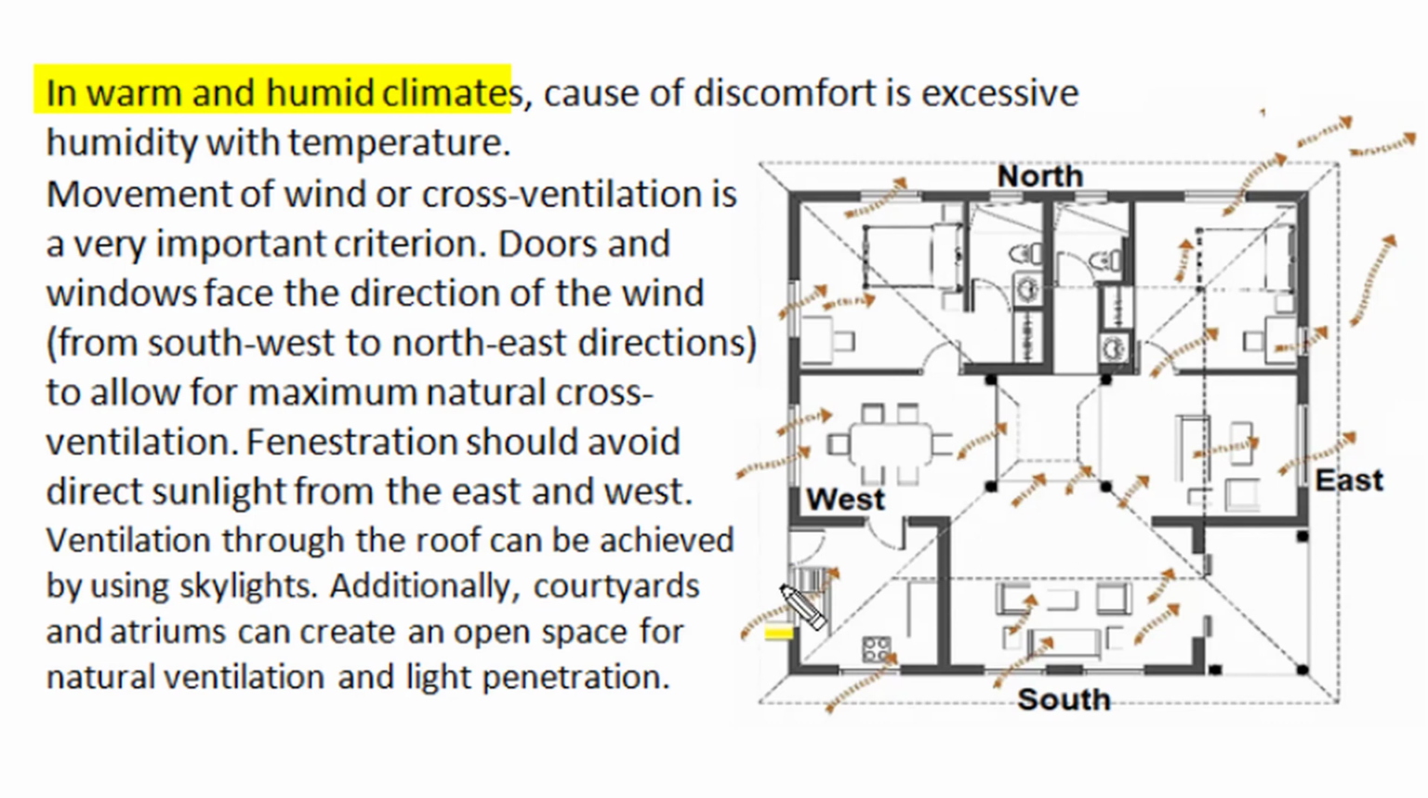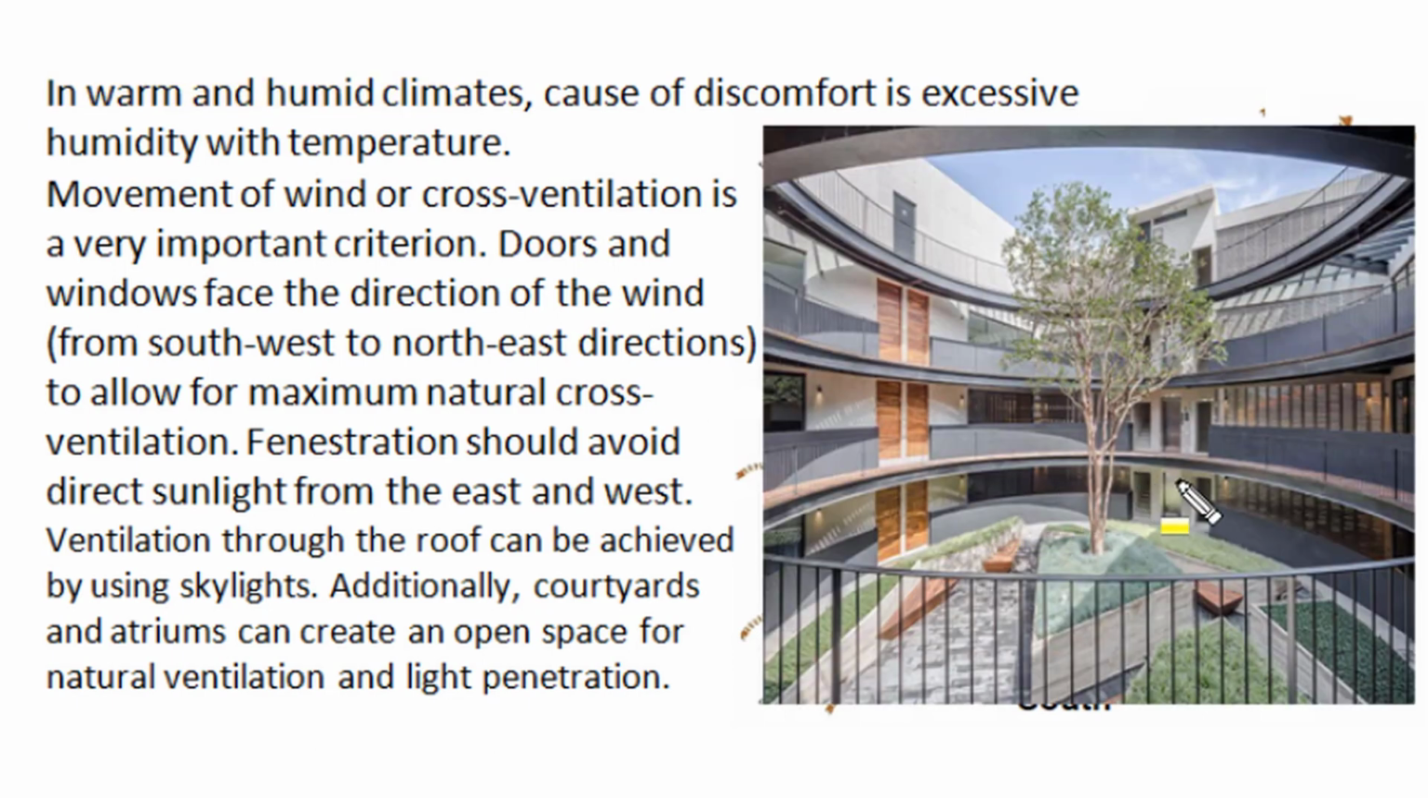Now such fenestration should avoid direct sunlight from eastern face or western face or southern face. By appropriate shading on fenestration, we can also achieve good ventilation through the roof, and that can be achieved by use of skylights. Additionally, to improve ventilation, we can provide courtyard or atrium in building design as open space for both natural ventilation and light penetration.